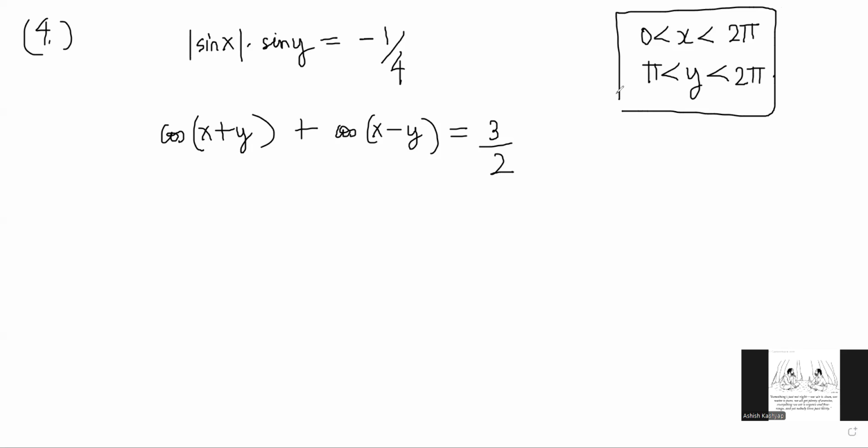Anybody is getting anything? Yes, sir. Sir, x equals 11 pi upon 6 and 5 pi upon 3, and y equals pi upon 6 and pi upon 3. X, what are you getting? Sir, 11 pi upon 6 and 5 pi upon 3. No.